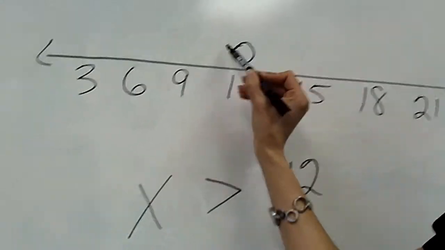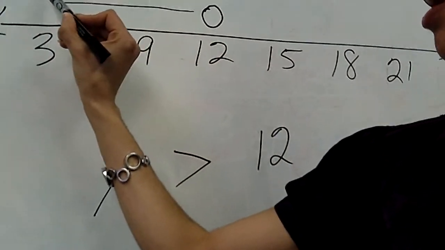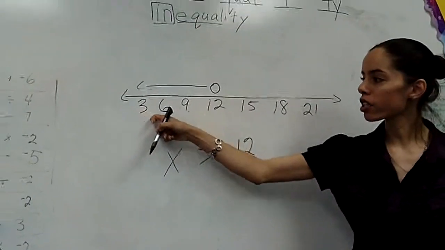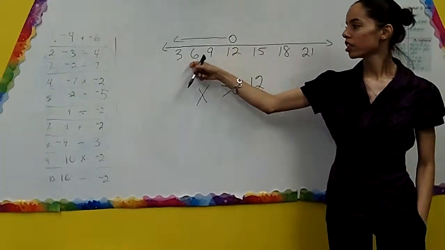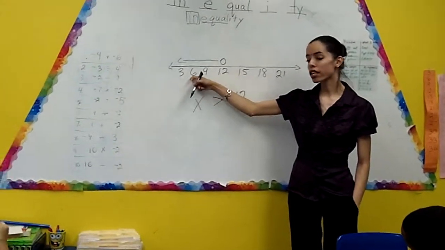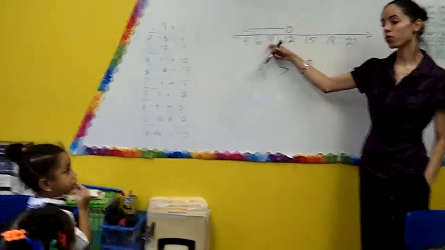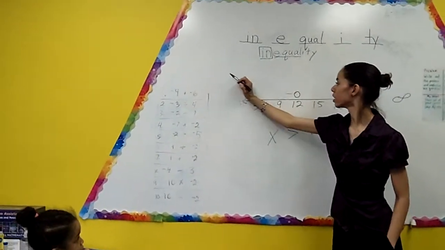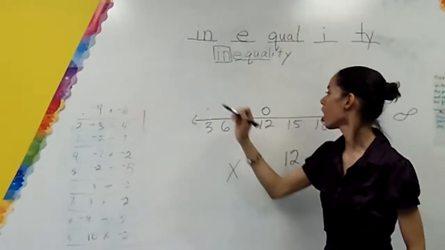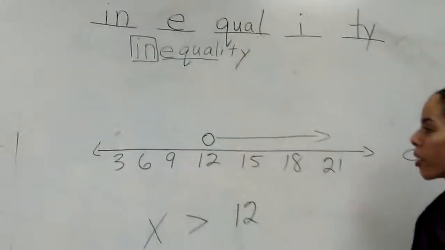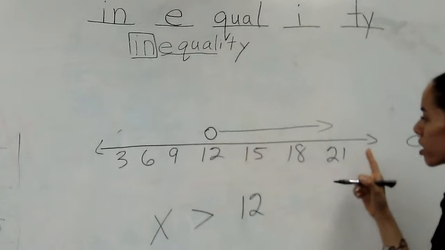Now, if I make my arrow go this way, leaders, am I pointing at numbers that are greater than 12? Think about it. No, they're not greater than 12. Is 3 greater than 12? No. Is 6 greater than 12? No. Is 9 greater than 12? No. So this is going in the wrong direction. All right, now, let's see. Am I pointing in the right direction? Okay, these numbers are all greater than 12.